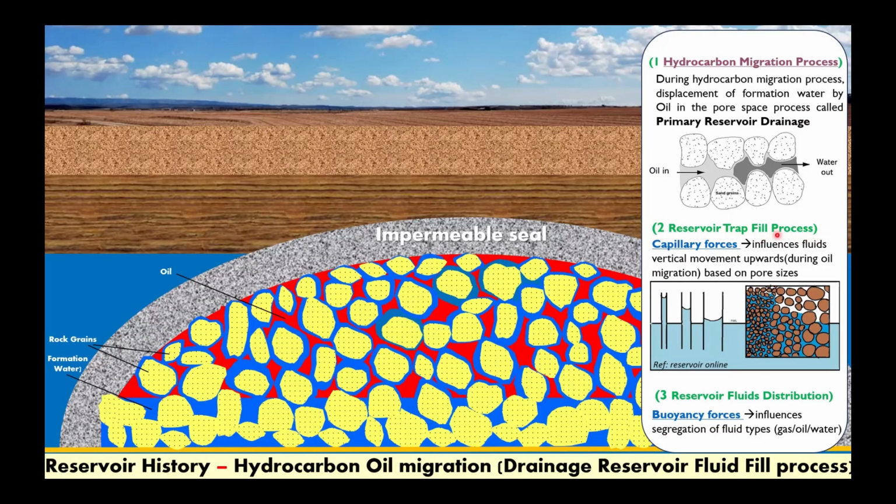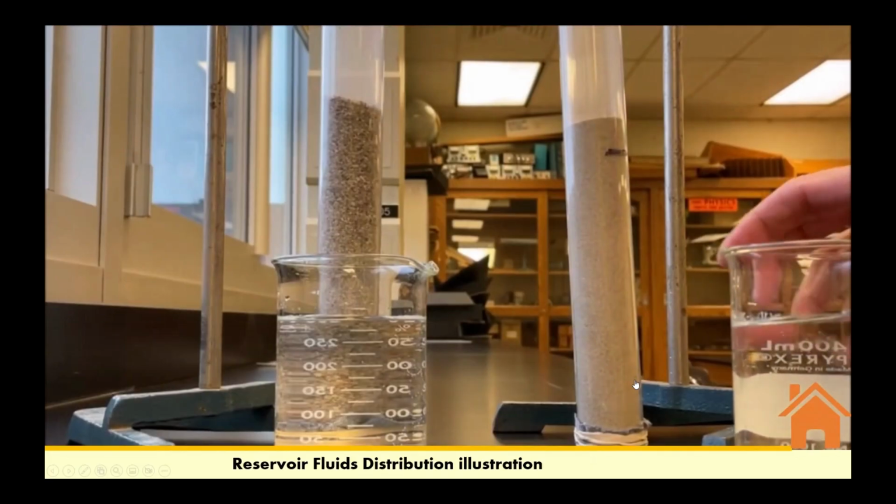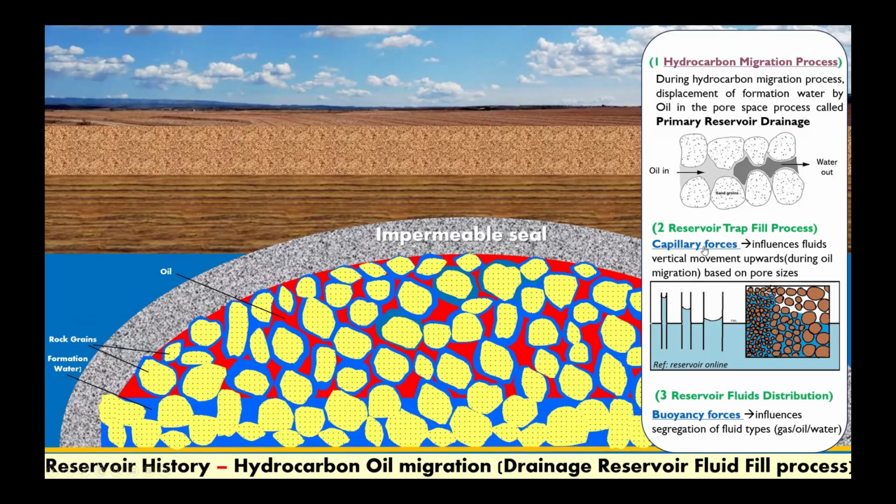During the oil migration, in this process, the rock's larger pores are filled faster with the fluid because they require less entry pressure than the smaller, tighter pores. The oil in this process will continue filling the trap until it reaches its maximum storage capacity. After reaching this stage, the fluids will be redistributed in the reservoir by the buoyancy forces and gravitational forces, which influence the segregation of the fluid types: gas, oil, and water.